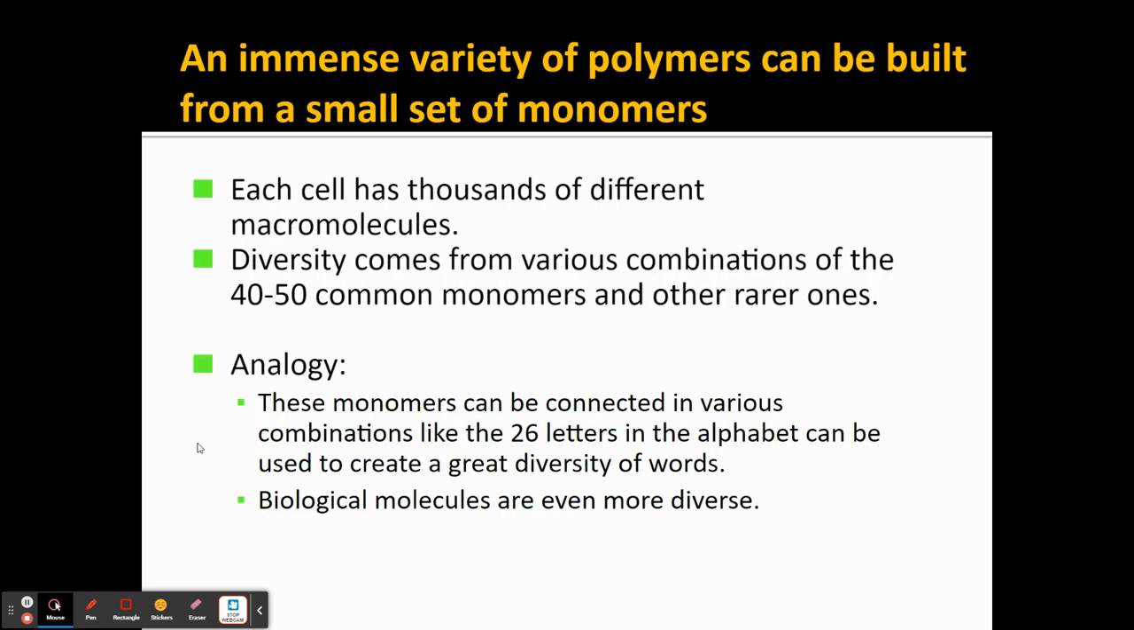All right. Once again, an immense variety of polymers can be built from a small set of monomers. Every cell has literally thousands, tens of thousands of different types of molecules in it, all built from a small subset of 40 to 50 common monomers. My analogy is you have 26 letters in the alphabet, and you can make as many different words as you want.